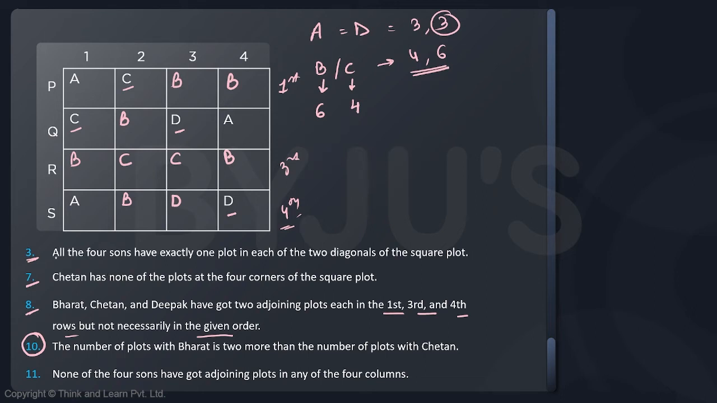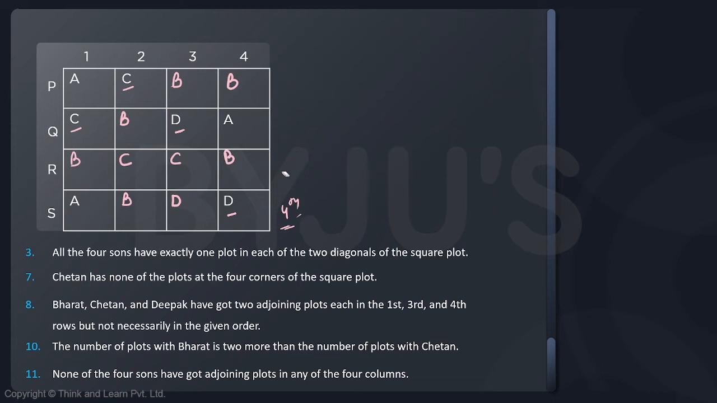So by using this information, we got to know which plots are with A, which are with B, which are with C, and which are with D. That is all the information we have got till now. I hope you have understood this. From here, we will move ahead to the next set of information. Let's start using them also. Let me just remove all of this because it would not be of any use for us. So let's move ahead from here.